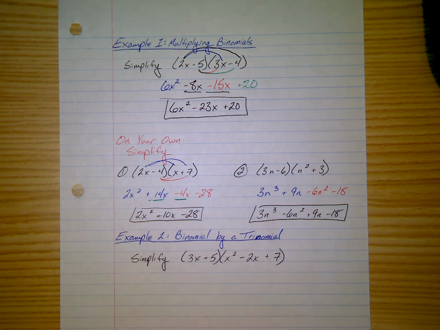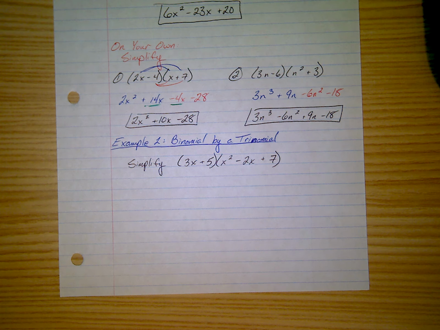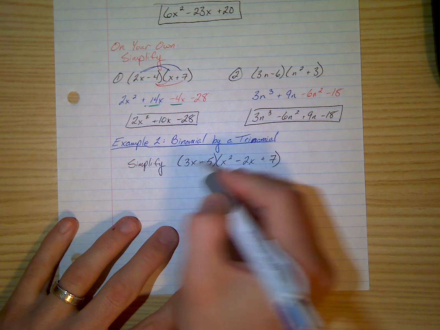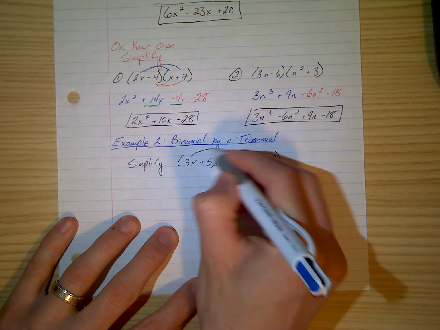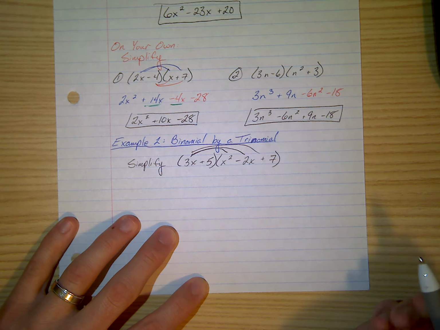Okay. When you are multiplying a binomial by a trinomial, now you can't FOIL here because there's actually going to be 6 things that you multiply. But just remember what FOILing is. FOILing is the distributive property. So you just take your first term, the 3x, and you're going to distribute it to all 3 terms in the other one.